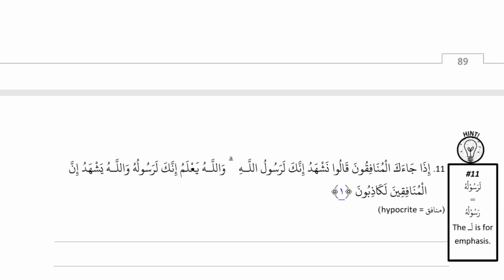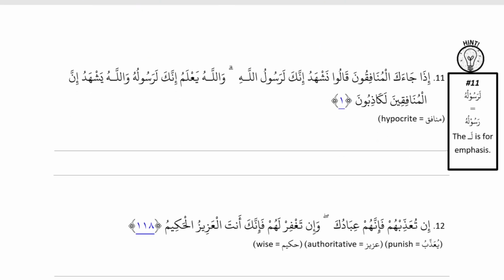The long drill. Okay, number 11. إذا جاءك المنافقون قالوا نشهد إنك لرسول الله والله يعلم إنك لرسوله والله يشهد إن المنافقين لكاذبون. Such a long one too. Okay, conditional sentence. Ida is a conditional word. Ja'a is our action. It's past, active. Ka is a receiver because it's a pronoun attached to an action. Ka and al-munafiquna are not related because it's two specific nouns. And al-munafiquna is the doer because of the una label.